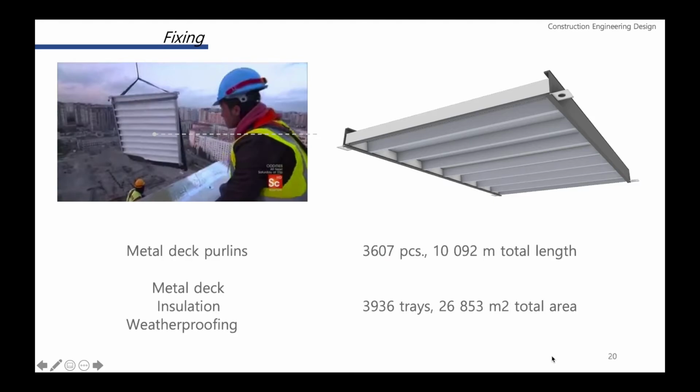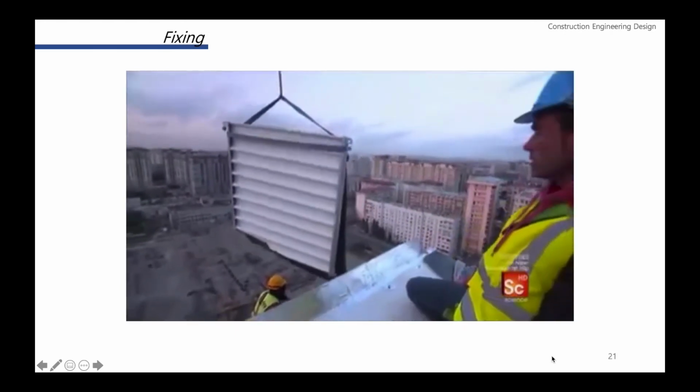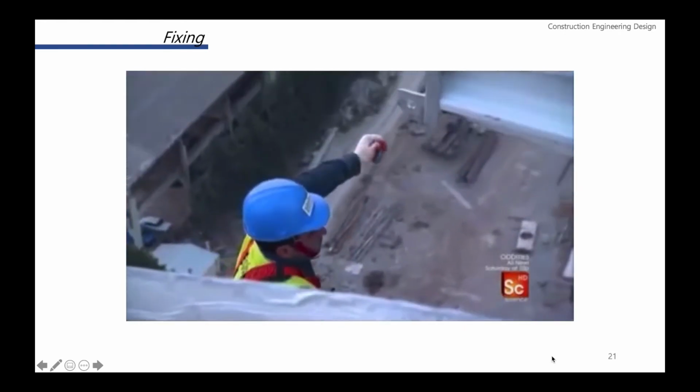The first layer is a prefabricated weatherproofing tray system. It rests on the top chords of the space frame. This video gives you a closer look at the panels.